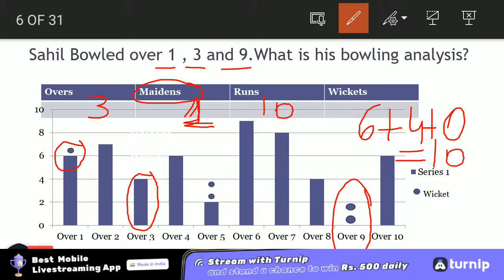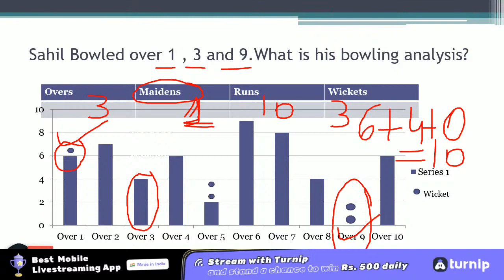And how many wickets were given by Sahil? So see, 1 is over here and 2 wickets in the over 9. So total how many wickets were given by Sahil? 3 wickets. So this was the summarization of the bowling done by Sahil. So this is the way you need to answer.